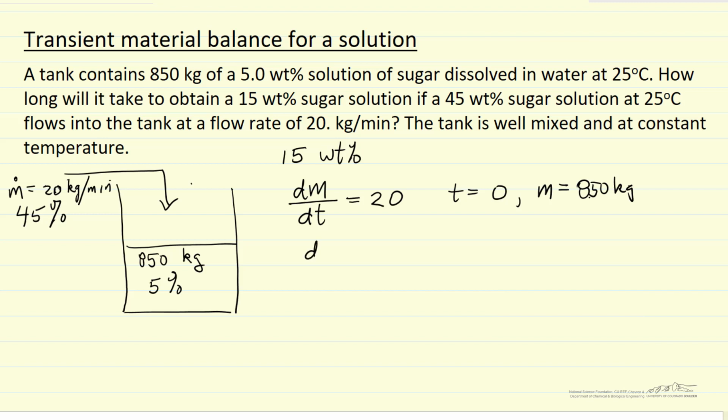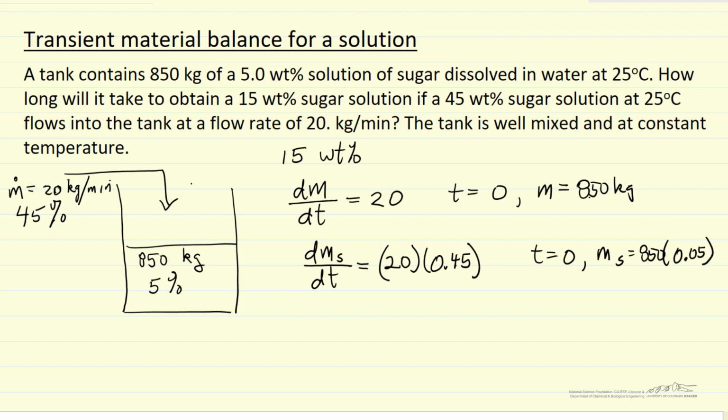And then we do the same thing for the sugar. Mass of sugar in the tank as a function of time. Flowing in 20 kilograms per minute, and the weight fraction of sugar is 0.45. And at the start, the mass of sugar is 850 times 0.05, 5 weight%. So these are easy differential equations to solve, but they demonstrate the idea for more complicated transient balances.